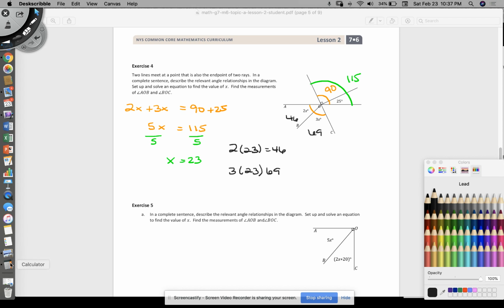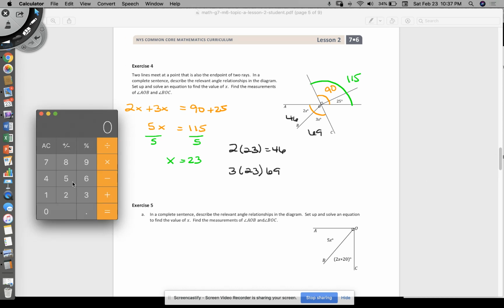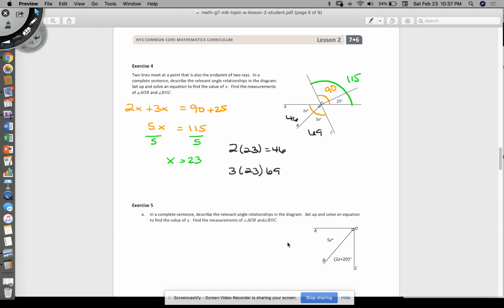Now, this is where we add the calculator in real quick. Let's double check our work. We have 46 plus 69. Yep, great, we get 115 degrees. So we did it correctly. Your sentence here would be that angle 90 and angle 25 added to 115. And since those two angles are 115, using vertical angles, the 2x and 3x angles would also be 115.